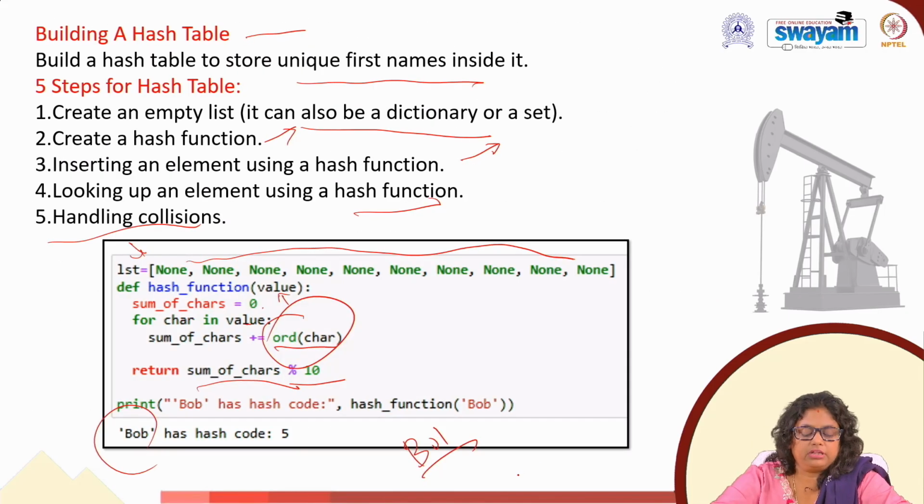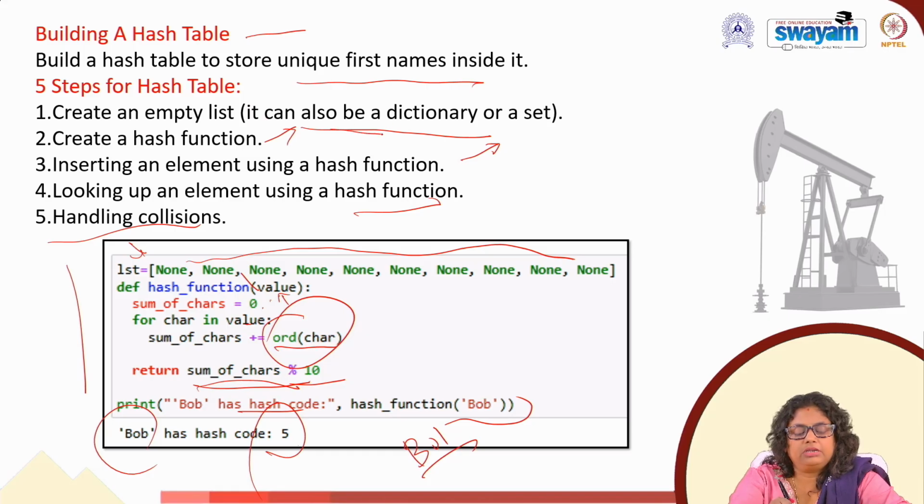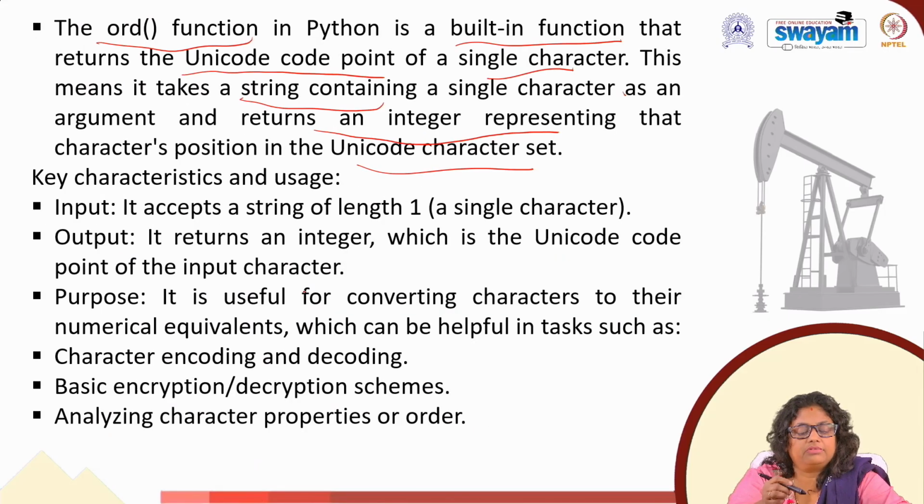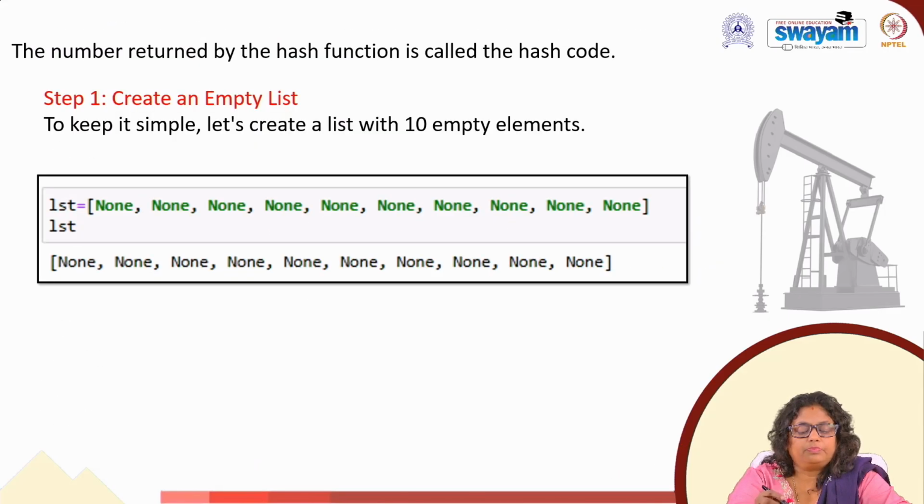So this is one thing. We have defined one function and it is working this way. When we call this hash function with the variable Bob, it works, and the output you get is index position 5. So first we have created an empty list and then created a hash function. Now moving on, the number returned by the hash function we call the hash code.